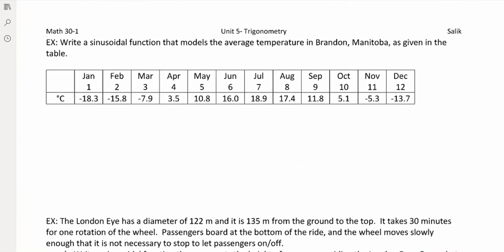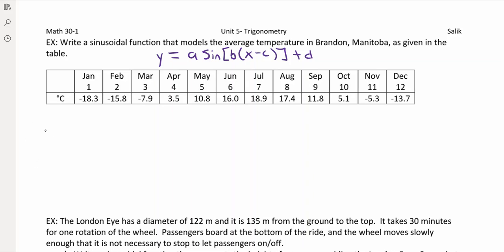It says write a sinusoidal function that models the average temperature in Brandon, Manitoba as given in the table. All right, so we get a bunch of data like this, and we want to write a sinusoidal function. A sinusoidal function is going to be in the form y equals a sine b(x minus c) plus d, right? So all we really have to do is find a, b, c, and d, and then we're done. So let's get started.